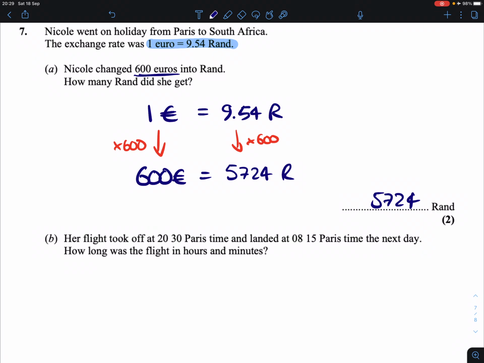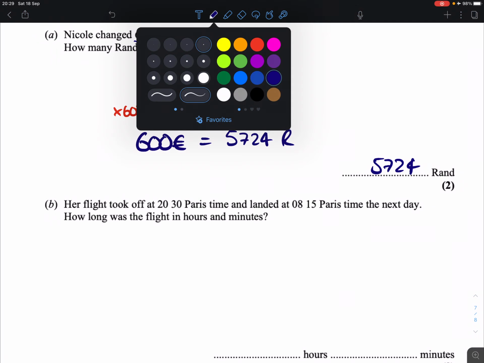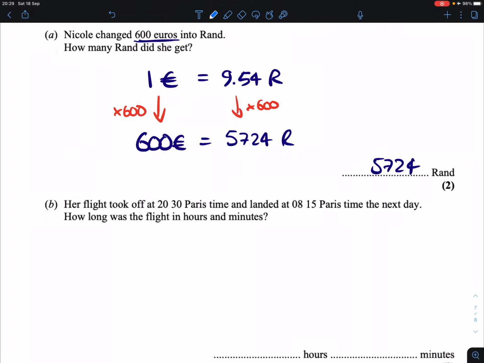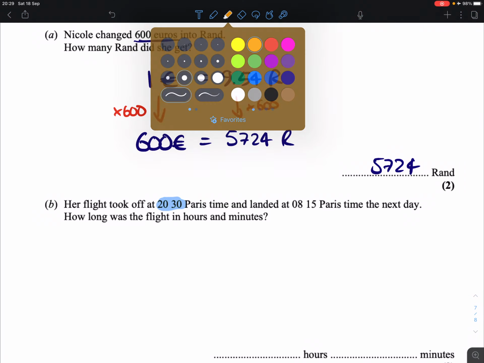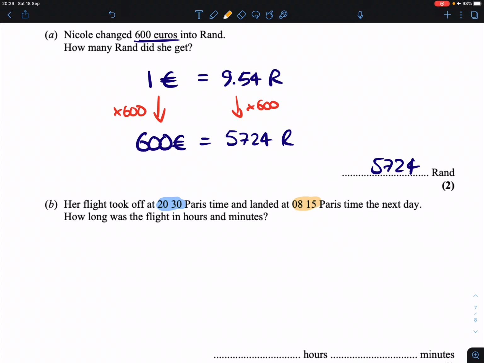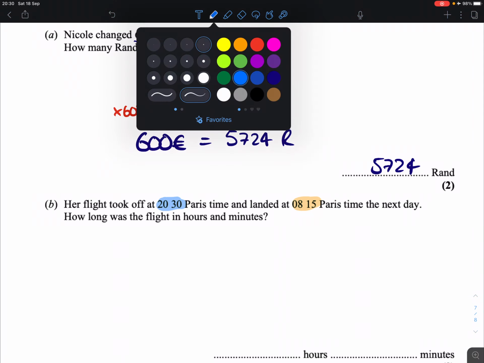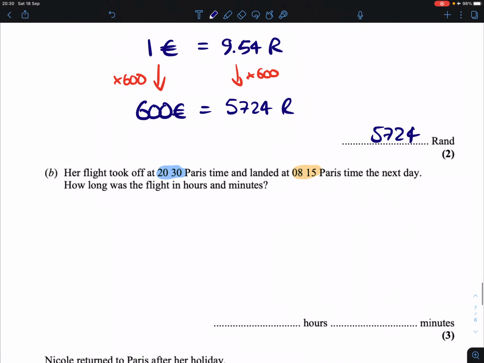B. Her flight took off at 20:30, so 8:30 p.m., and landed at 8:15 in the morning the next day. How long was the flight in hours and minutes? There's more than one way of doing this. As long as you're clear about how you set up your workings, note this is worth 3 marks. As long as you're clear with how you set it up, you'll be good to go.